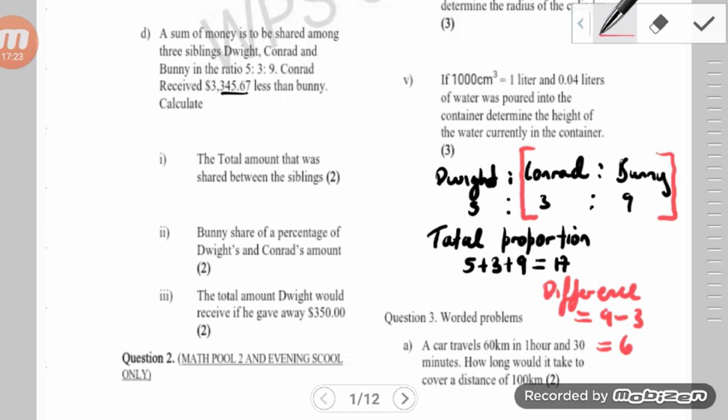Now, since Conrad received $3,345.67 less than Bunny, we would take that amount of money, 3,345.67, and divide it by 6. That would produce the result of one portion.